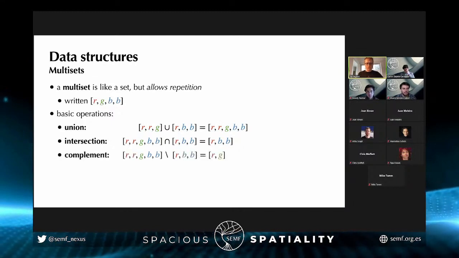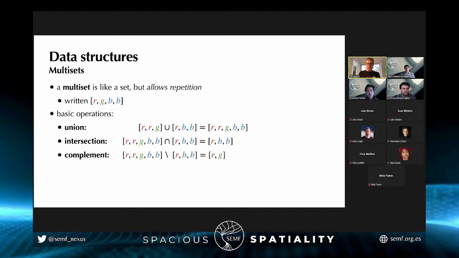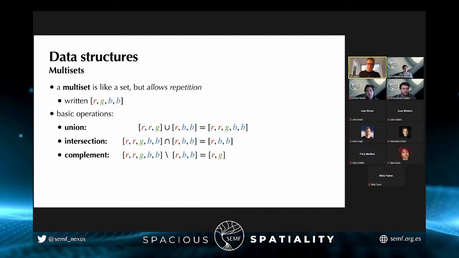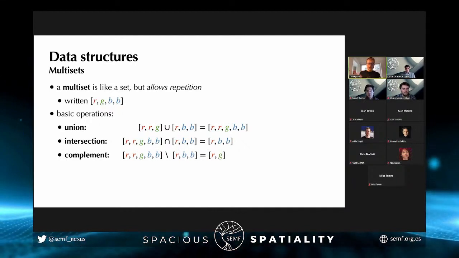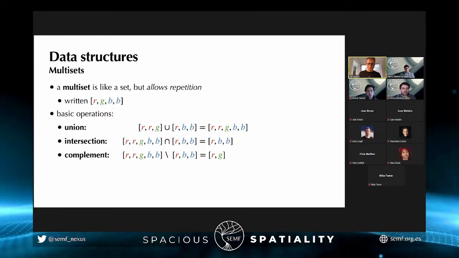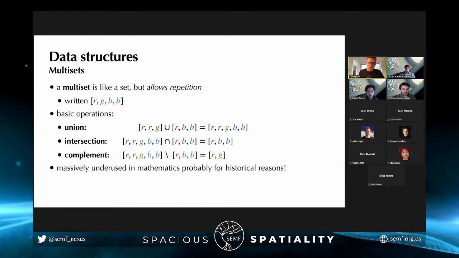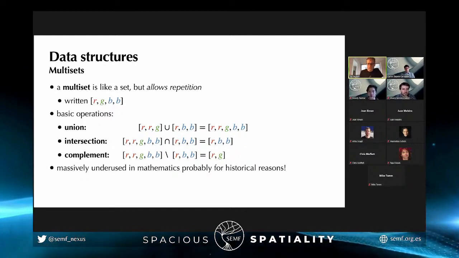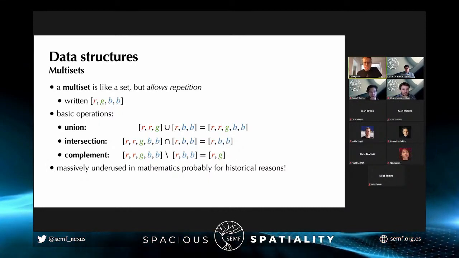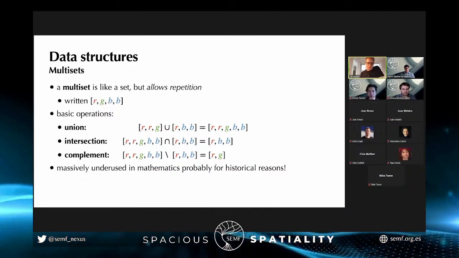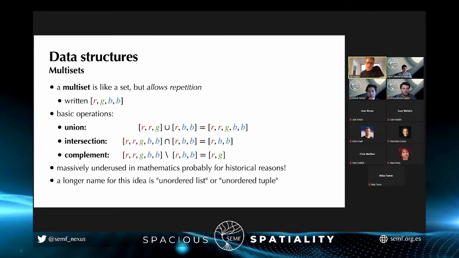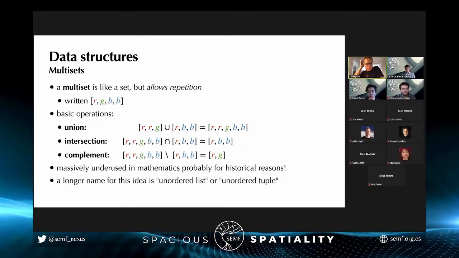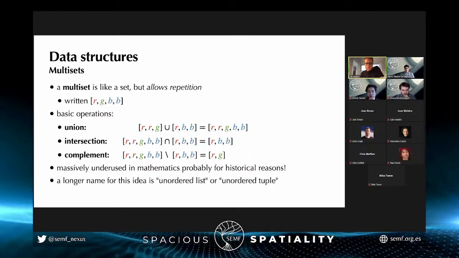Similarly, we have complement, which is sort of like trying to remove all the elements that you see in the right multiset from the left multiset until you can't find any more. Now, these are underused in mathematics, and that's probably for historical reasons and reasons of fashion, but I think they deserve a rehabilitation. And other names for this that are maybe more intuitive are like an unordered list or an unordered tuple.